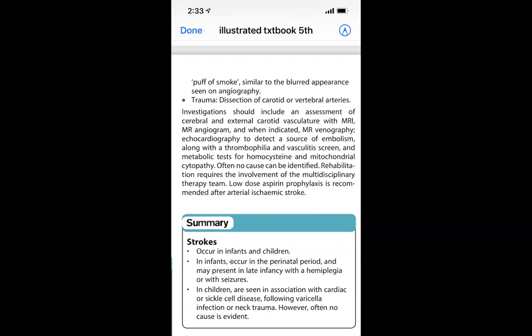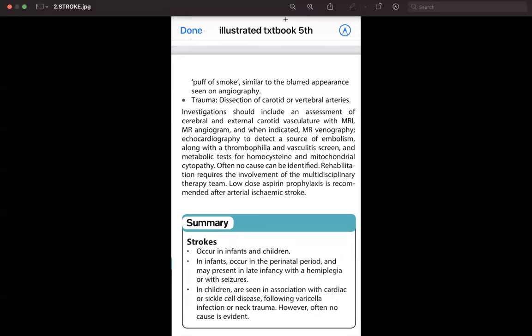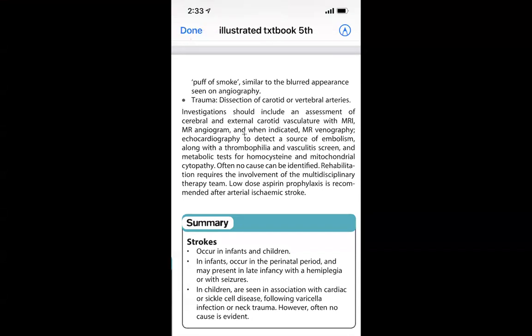Strokes occur in infants and children. In infants they occur in the perinatal period and may be in late infancy with hemiplegia or with seizures. In children they are seen in association with cardiac or sickle cell disease, following varicella infection and neck trauma. However, often no cause is evident. So even after ruling everything out, if you still did not get the cause, it will be often no cause identified, so it will be like idiopathic. We can go back and read and make a list of our investigations.